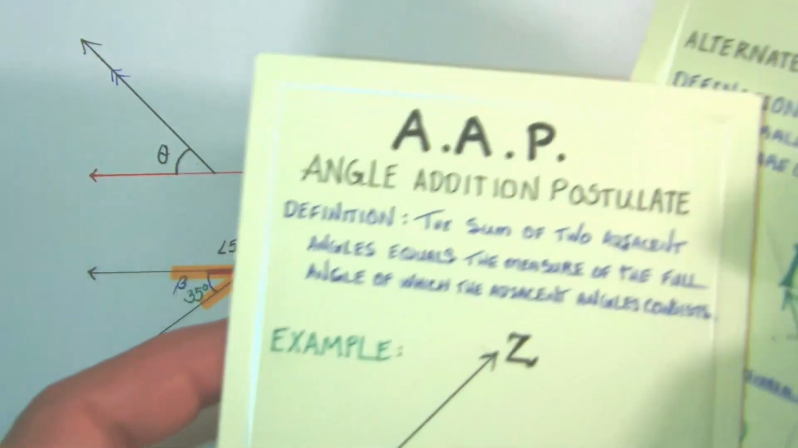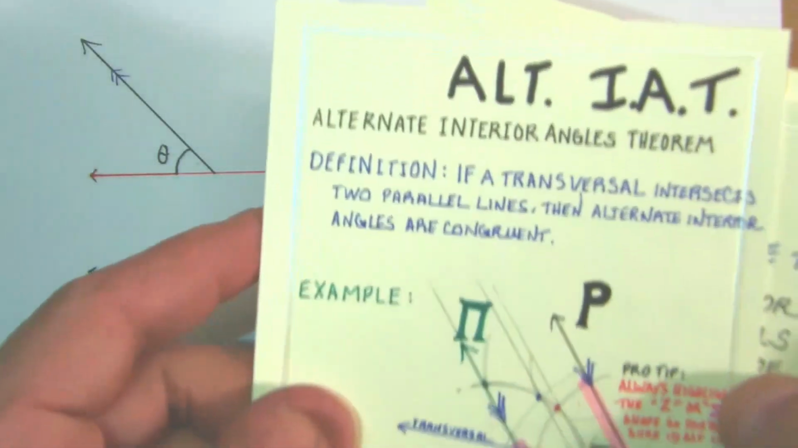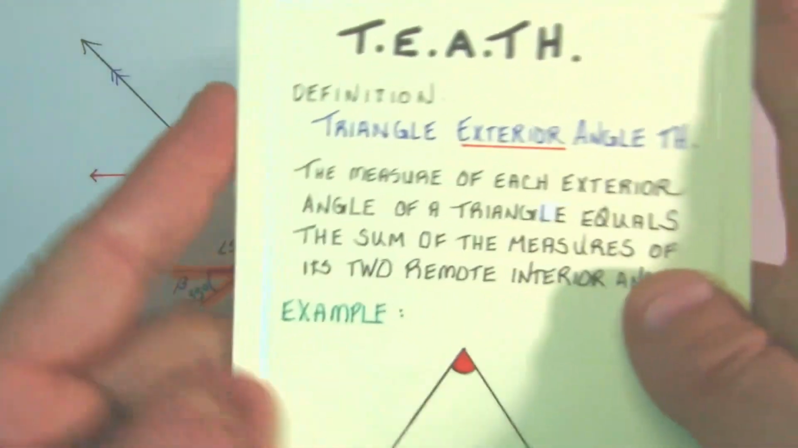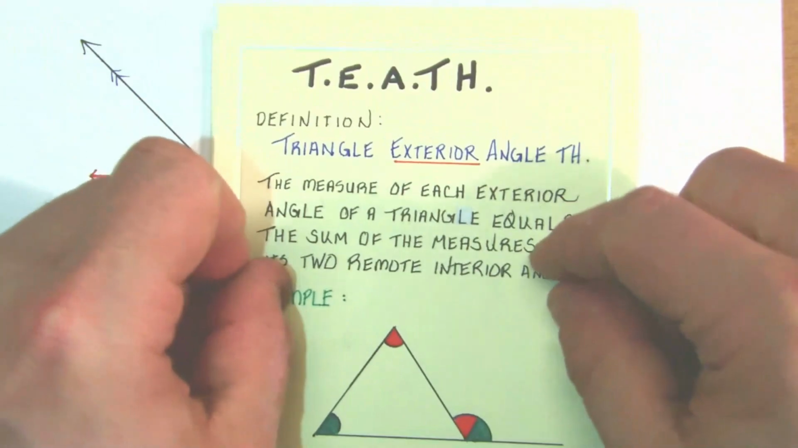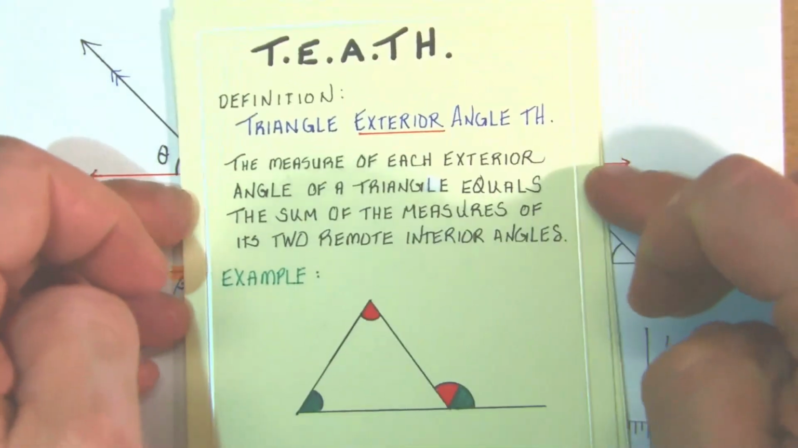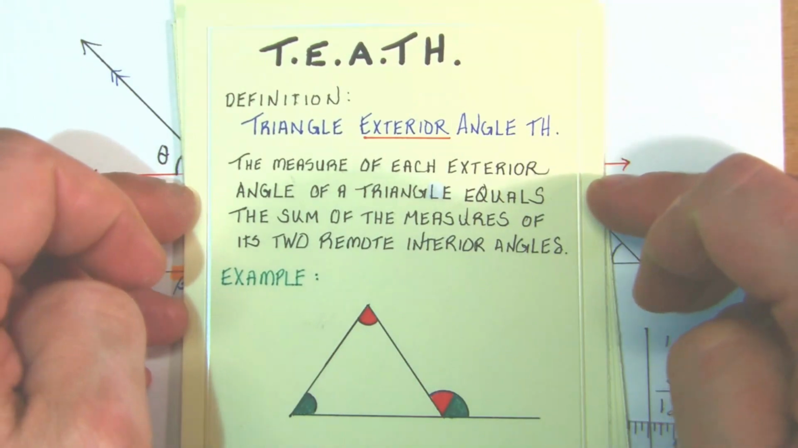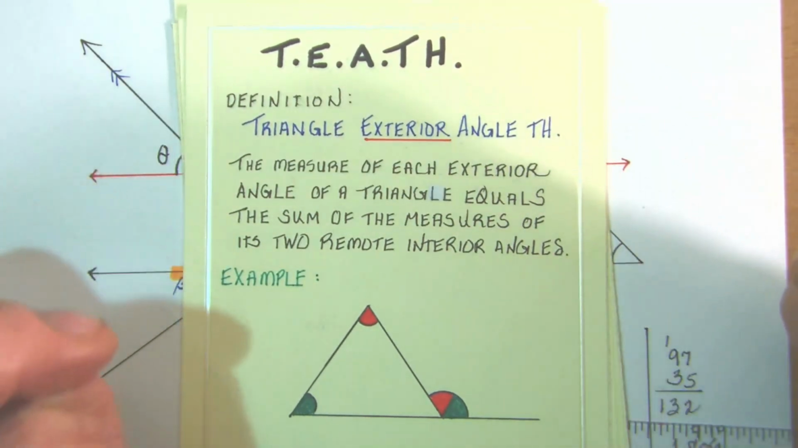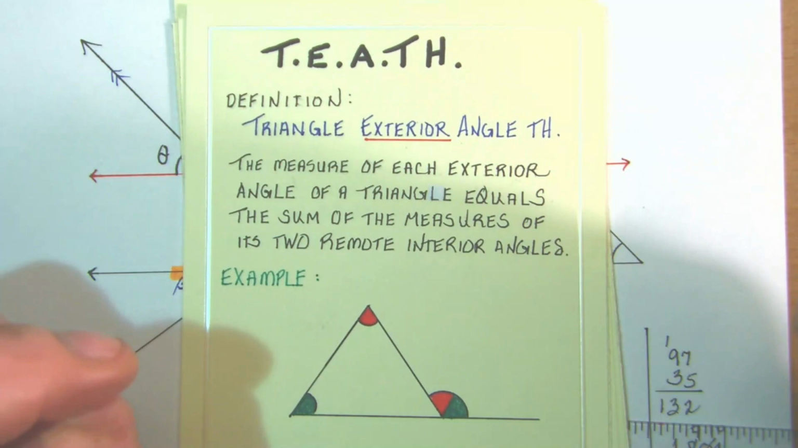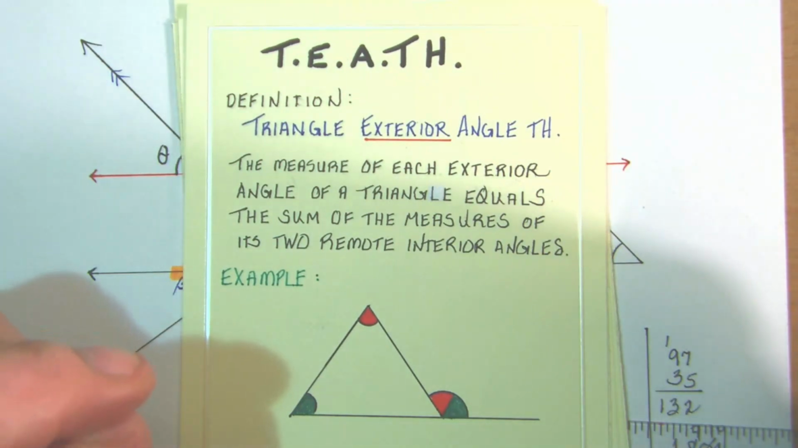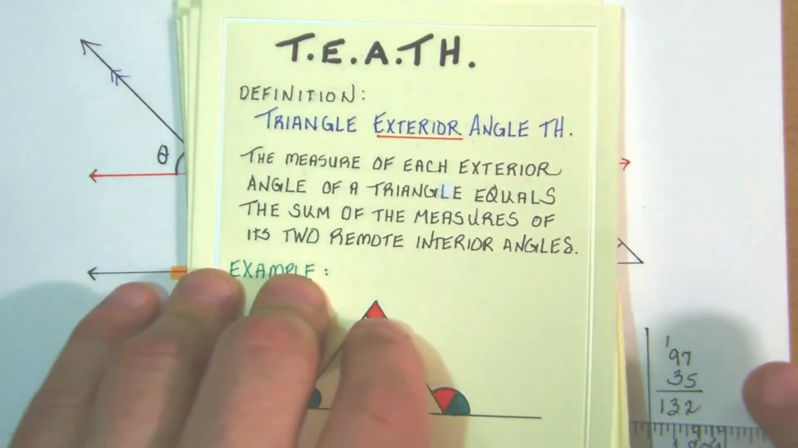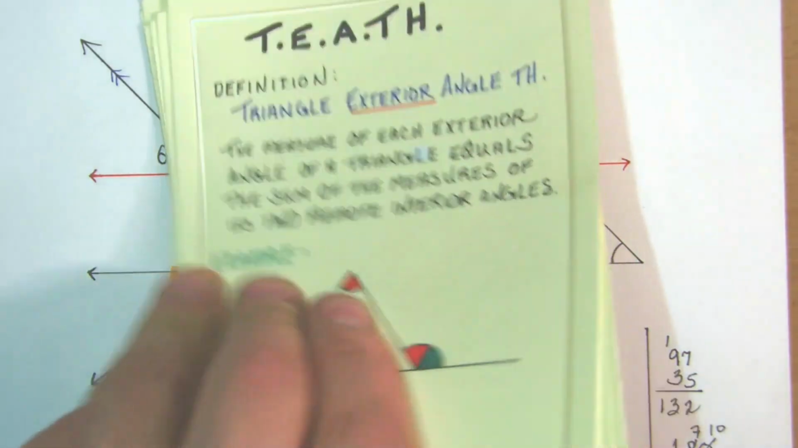Okay, so angle addition postulate, no. Alternate interior angle theorem, no. But this one is it, okay? I call it teeth. The triangle exterior angle theorem. The measure of each exterior angle of a triangle equals the sum of the measures of its two remote interior angles. Is this applicable to our problem here?